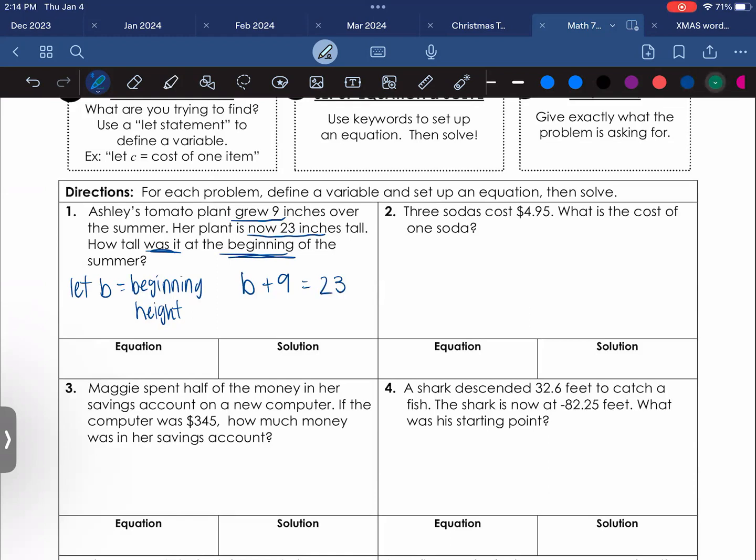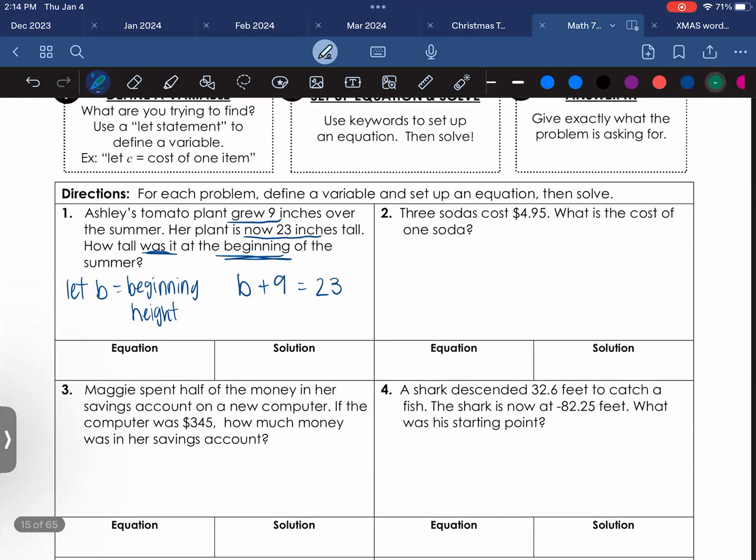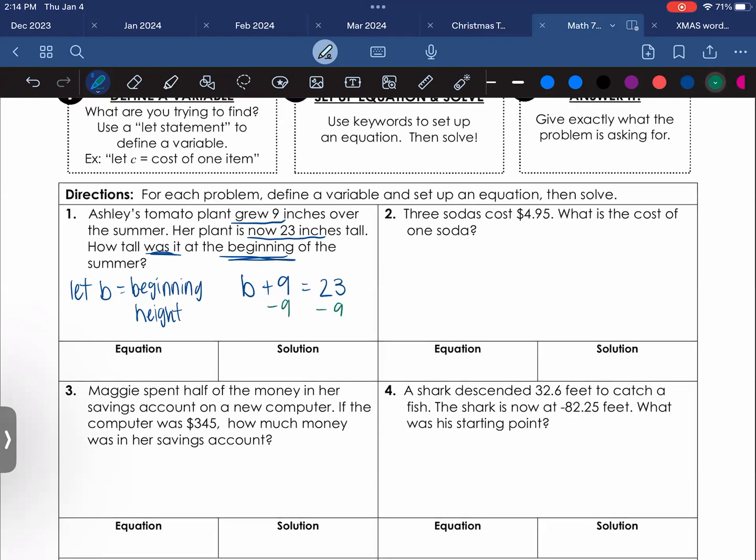Now we have it set up just like we have seen in the past, and we can subtract 9 from both sides, and we're left with B equals 14. Now down low, they want you to put your equation and your solution. So our equation was B plus 9 equals 23, and our solution would be 14, and it's a word problem, so how do we label a word problem? In this case, it will be labeled inches. Word problems will always need some sort of label.